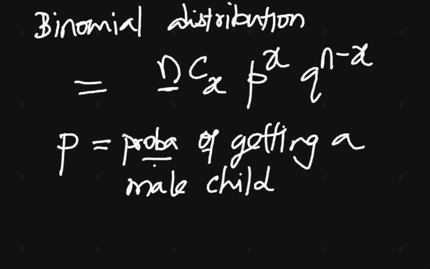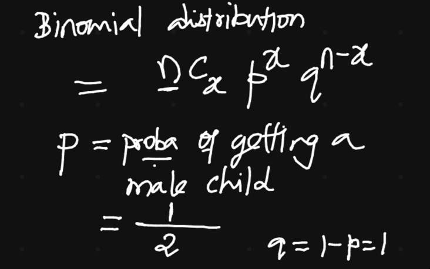What is the probability of getting a male child? There are two possibilities, right? The total number of possibilities, that the child may be male or female, is 2. And the favorable number of outcomes is 1. So the probability of getting a male child is 1 by 2. That is my probability of success. And what is my q? It is 1 minus p, which is 1 minus 1 by 2, which is also 1 by 2. So my p is 1 by 2, q is 1 by 2.